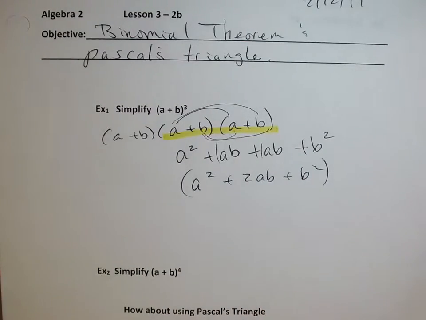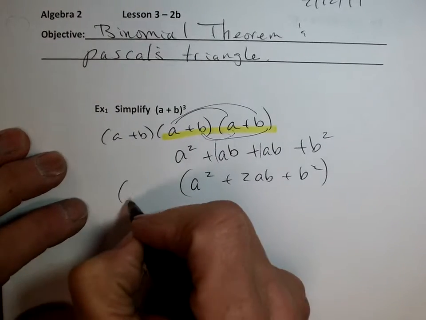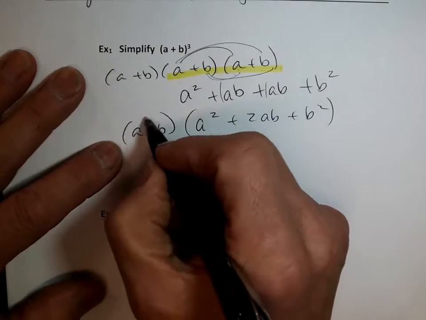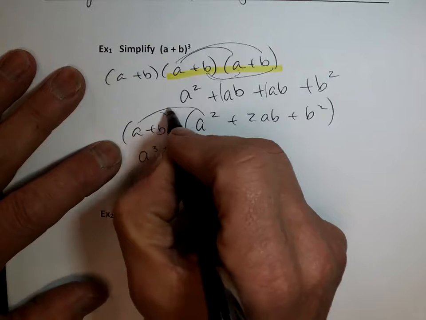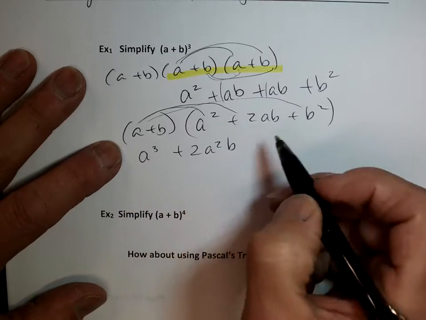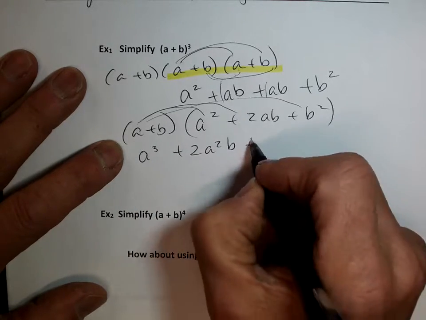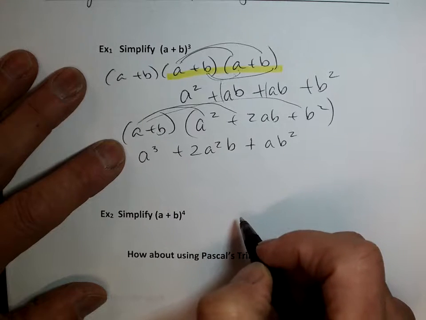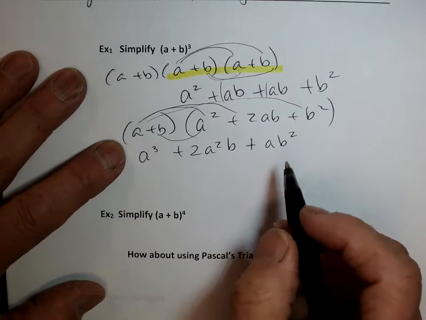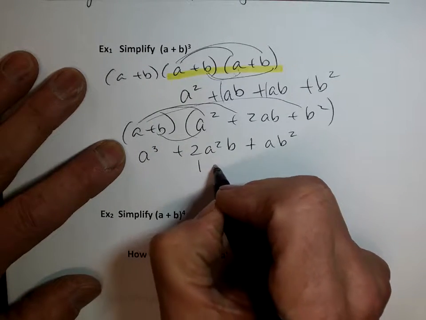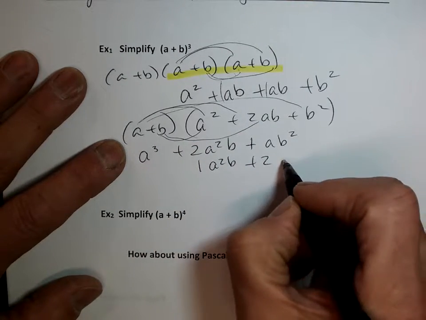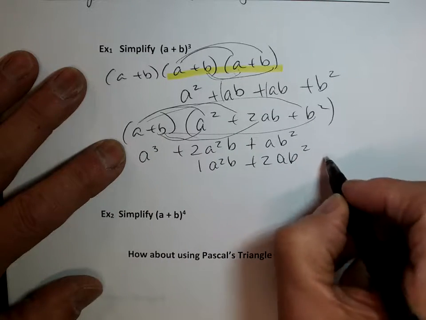But I'm not done, because now I need to also do the A plus B here. So now it's just going to be what I call the superfoil. A cubed plus 2A squared B plus an AB squared. Okay, how am I doing? B times A squared is A squared B, so I'm going to put 1A squared B there. B times 2AB is going to be a positive 2AB squared. And B times B squared is B cubed.